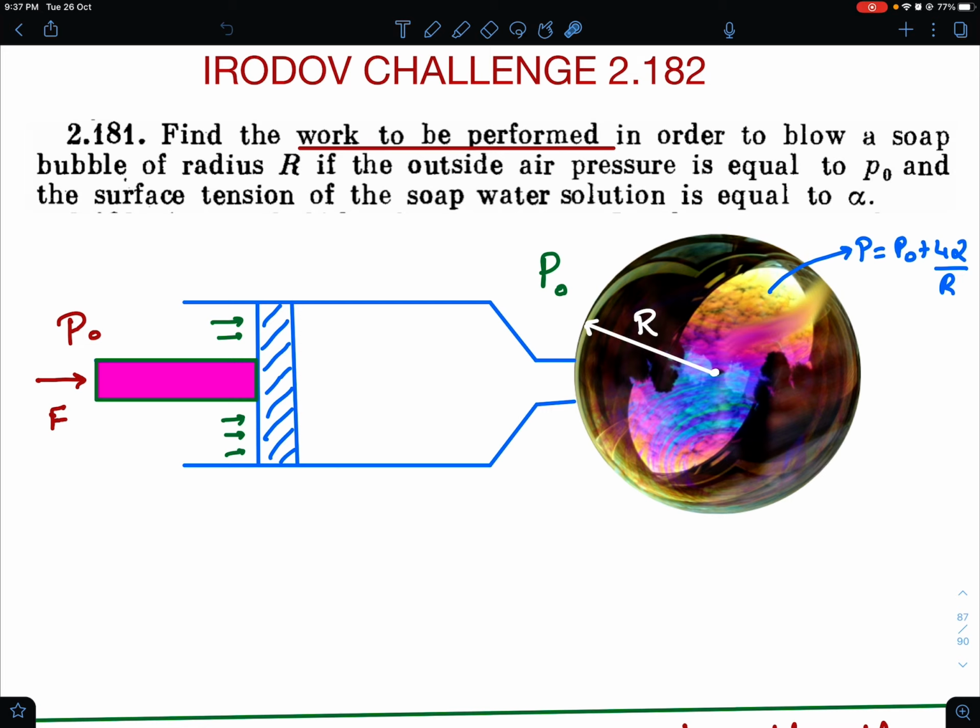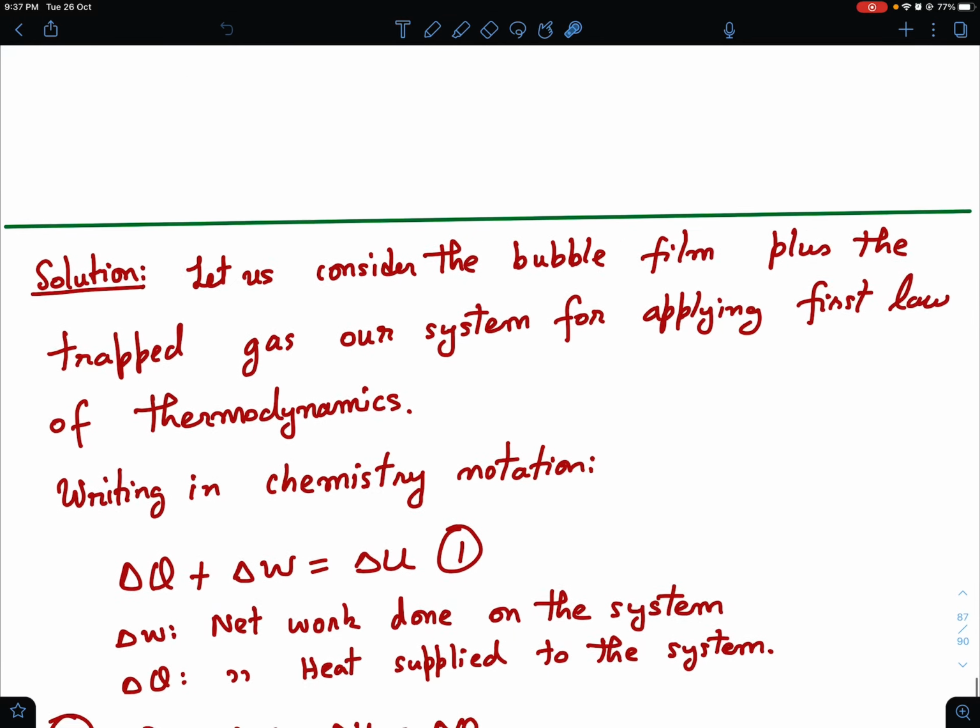It is reasonable to assume that the temperature of the bubble remains the same after inflation as it was before inflation. So we can safely assume that this is an isothermal compression going on. If you consider the gas which was filled in the syringe earlier, the same gas is finally inside the bubble. So it can be modeled as an isothermal compression. And this membrane is also going to expand.